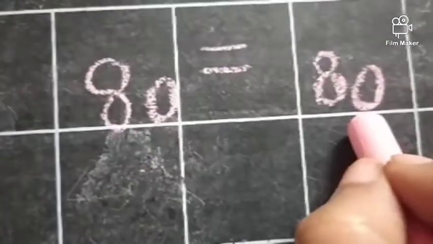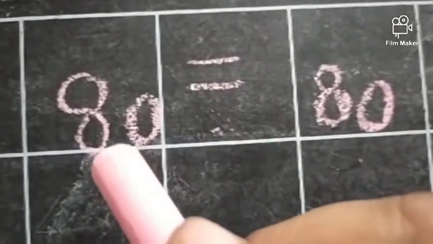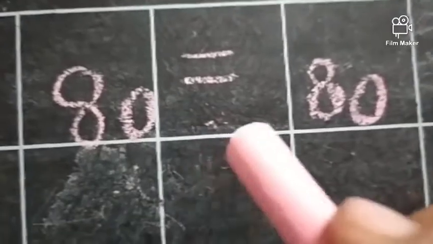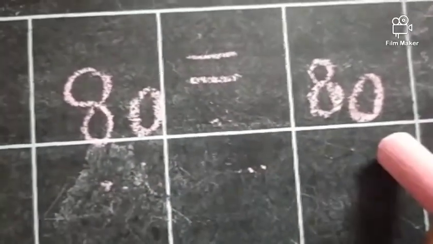See, if both are same, then equal to. The sign is called equal to. How will you read it? 80 is equal to 80. Okay, understood everyone? Now you can do all the sums.